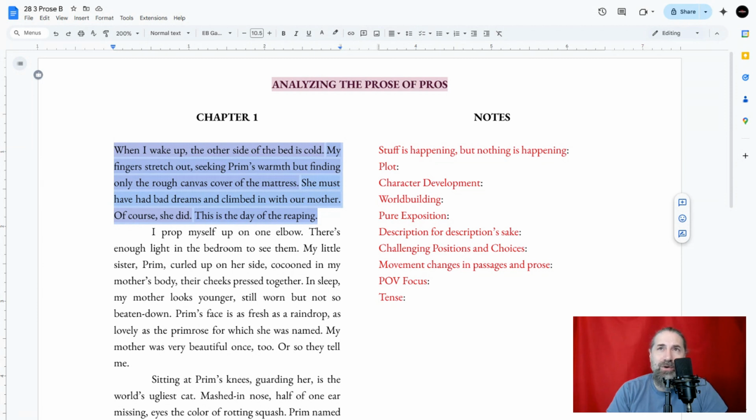Prim is not in bed where she normally is. She's having a bad nightmare. Of course she is, and that's why she's hiding with Mother, because today is the reaping. So it reverses the experience of that passage, because at first it's just she's waking up in a cold bed. Where's Prim? Oh, she must have had a bad dream. Oh wait, yeah, of course she had a bad dream. This is the reaping. So it has a nice filter back to the beginning.